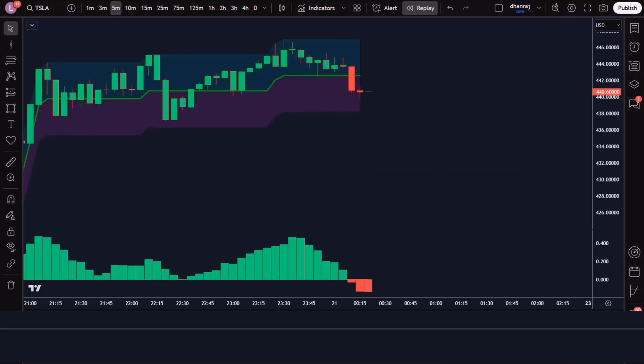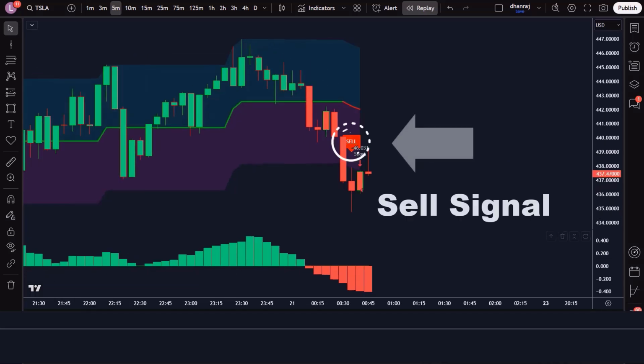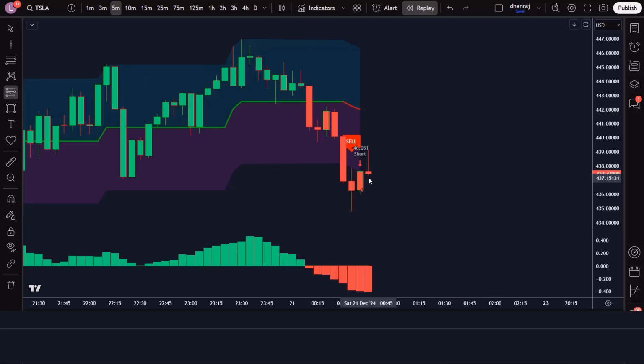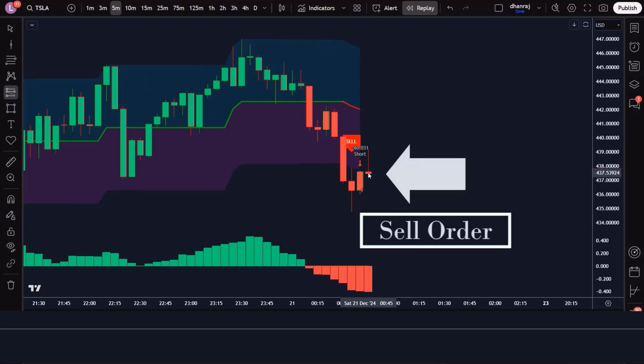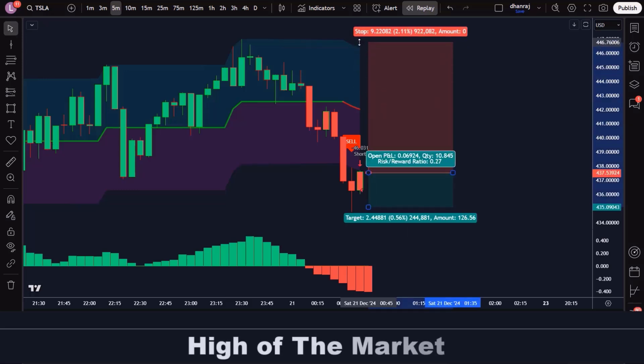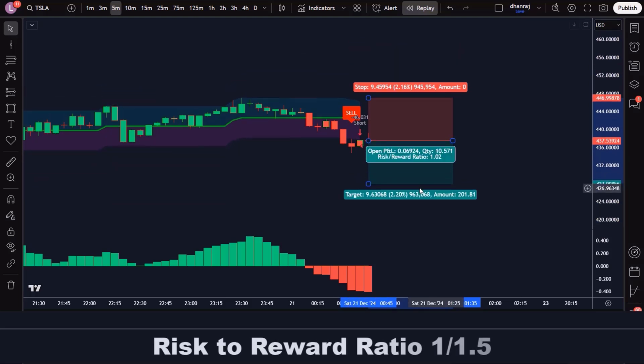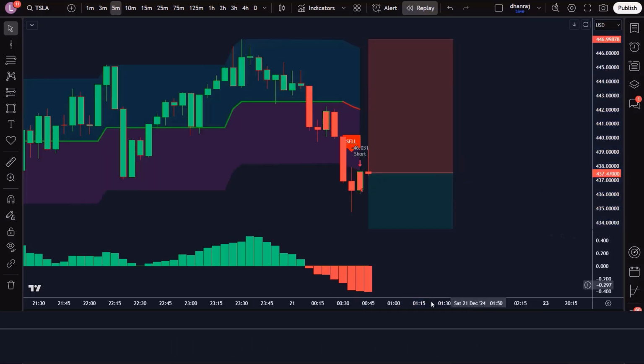Let's see how we use these trading setups. When the range filter indicator gives us a sell signal, the price/volume value histogram indicator should be a red histogram, and the market forms a bearish candle. If this condition is fulfilled, then we will place a sell order. Our stop loss is to be placed at the high of the market. And the risk to reward ratio will be 1:1.5.